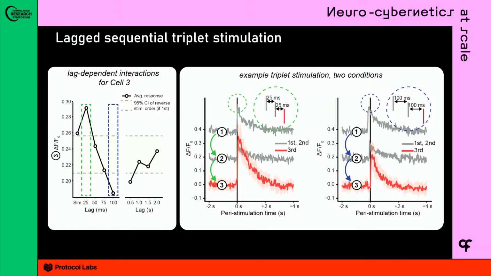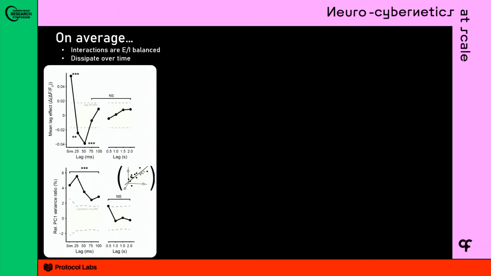We run this experiment many times, in many mice, and pull all the data together. What does it look like? If you stimulate cells simultaneously, you get a bit more excitatory drive than you would expect if you stimulate the cells by themselves. But then rapidly this turns into inhibition. At the 25 and 50 millisecond lags you get this inhibitory phase, and then it evens out, and at longer timescales you don't see anything.